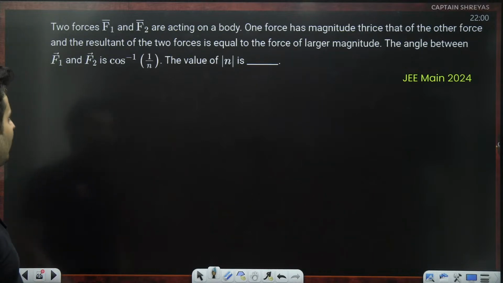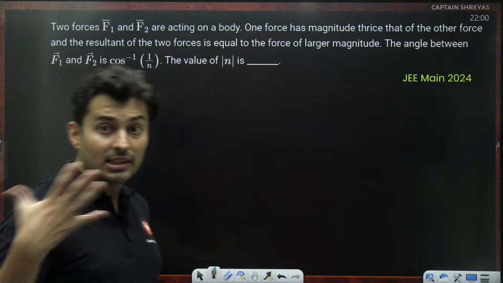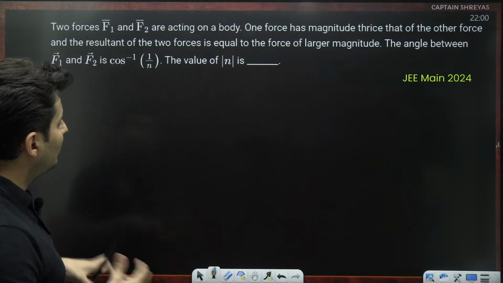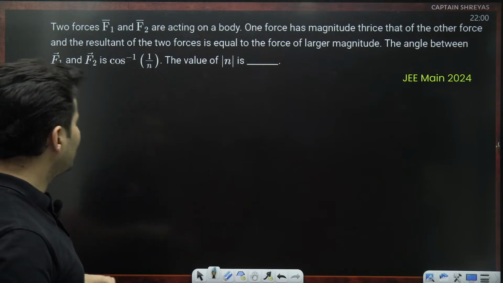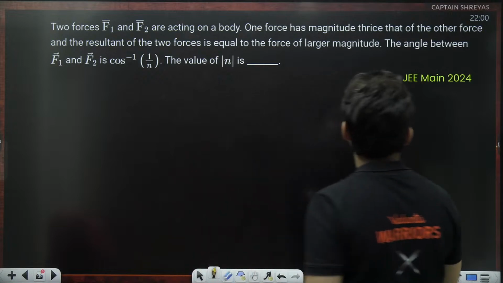difficult. The next numeric question: two forces are acting on a body, one force is thrice the other force, and the resultant of the two forces is equal to the force of the larger magnitude. Find the angle. I think this is more of vectors than anything else. So let's assume few things.